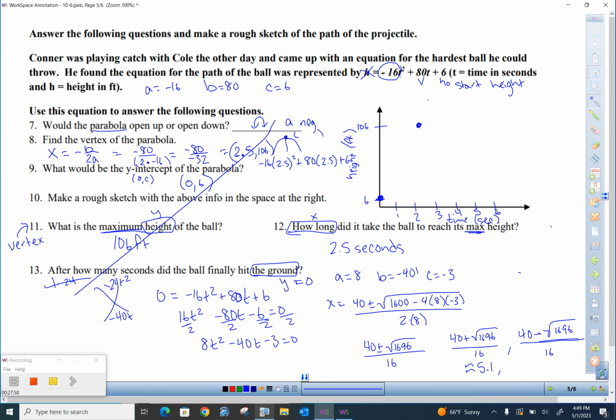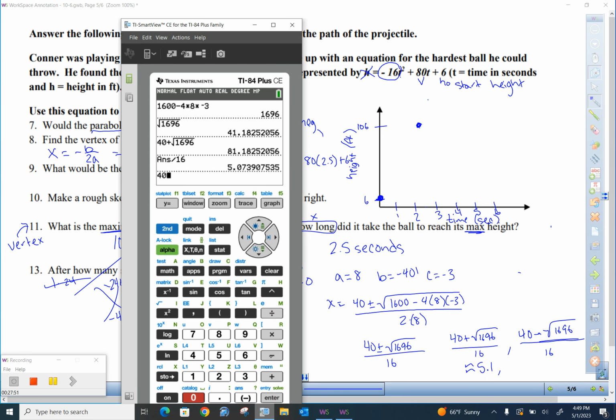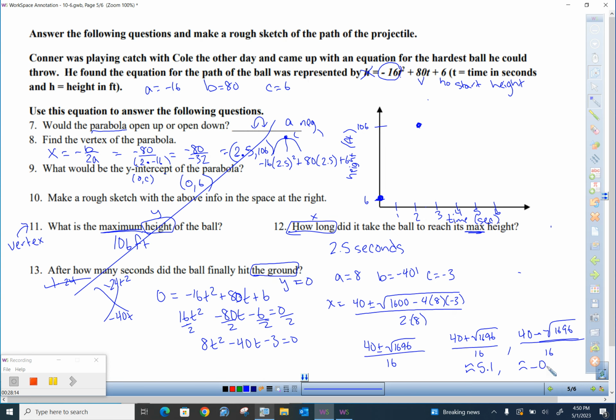Okay, we're going to do the same thing on the second one. 40 minus that number. Again, it's not going to be very nice, but we're going to hit enter after that before dividing by 16. And that's about negative 0.1. Okay. Only one of these answers of the two is going to make sense for our problem. We're talking about hitting the ground, so this 5.1 is more reasonable. Let's put it on our graph.